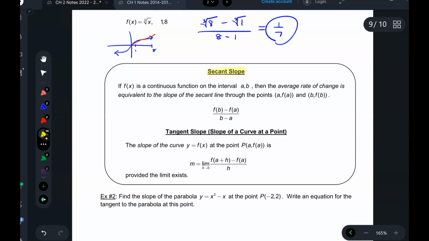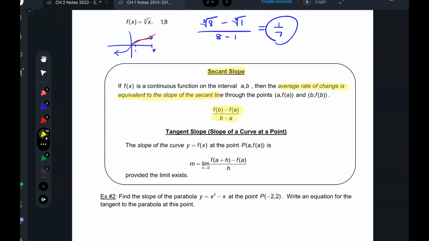And here we just spell it out. Secant slope is just what we did. Secant slope and average rate of change are the same. Tangent. Oh, Maya, another question. What's the difference between the secant and tangent slope on the actual graph? The secant needs 2 points.